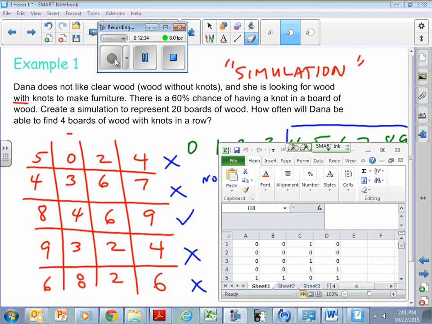Here it comes. Hey, Dana does not like clear wood without knots. She is looking for wood with knots to make furniture. There is a 6% chance of having a knot in a board of wood. Create a simulation to represent 20 boards of wood. How often will Dana be able to find 4 boards of wood with knots in a row? Take a look at the chart you have.